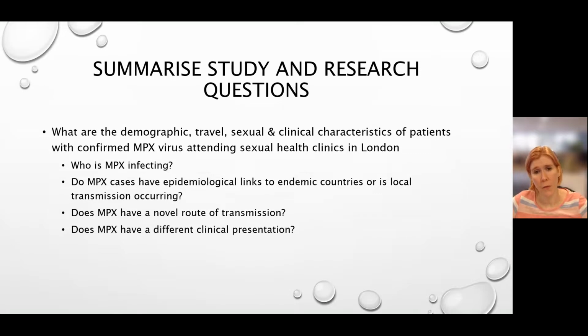So the article looked at the demographic, travel, sexual, and clinical characteristics of patients with confirmed monkeypox virus attending sexual health clinics in London. They wanted to know who monkeypox was infecting. They wanted to know if there were epidemiological links to endemic countries or if local transmission was occurring. And they wanted to see if there was a potential novel route of transmission and if monkeypox was having a different clinical presentation to that historically noted.